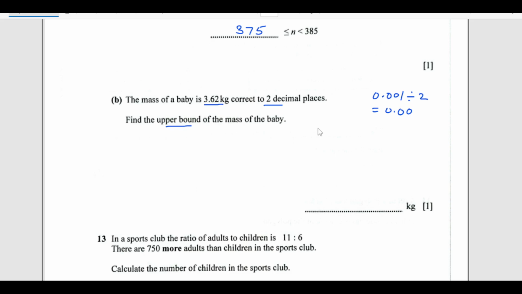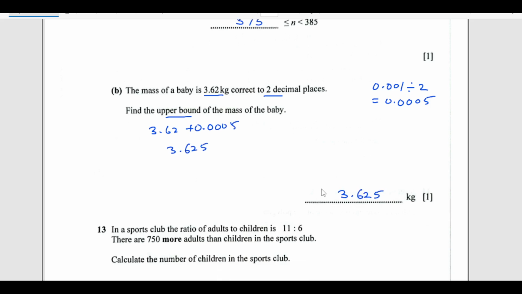0.001 divided by 2. So there are 3 zeros here, 5, right? So the upper bound, so we are going to add 0.362 plus 0.0005. So this will become 3.625.